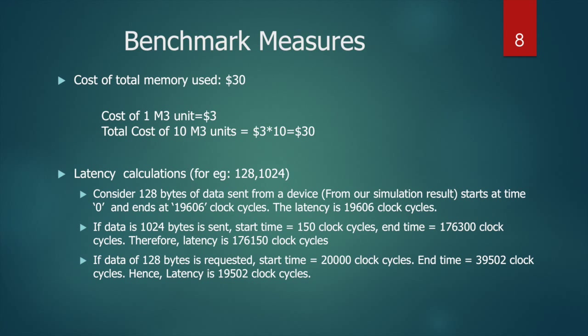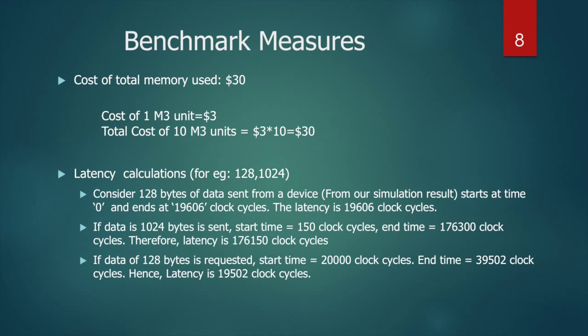The benchmark measures we got from our design are: the cost of total memory used is $30, as the cost of each memory unit is $3, so 10 makes it $30. Latency calculation: consider 128 bytes of data sent from a device. If it starts at time 0, from the simulation result we get it at 19606 clock cycles. So the latency we got is 19606 clock cycles.